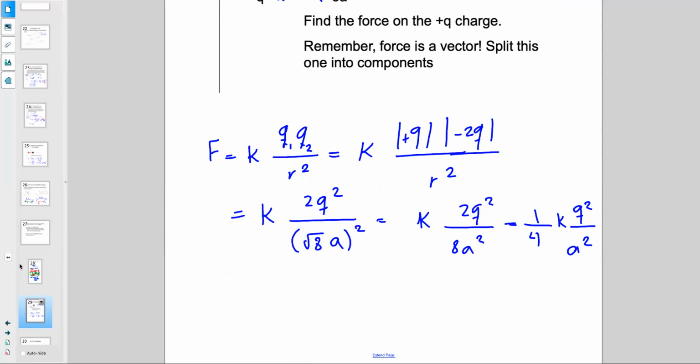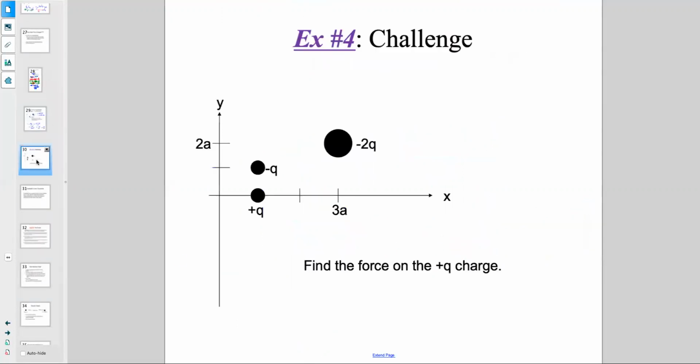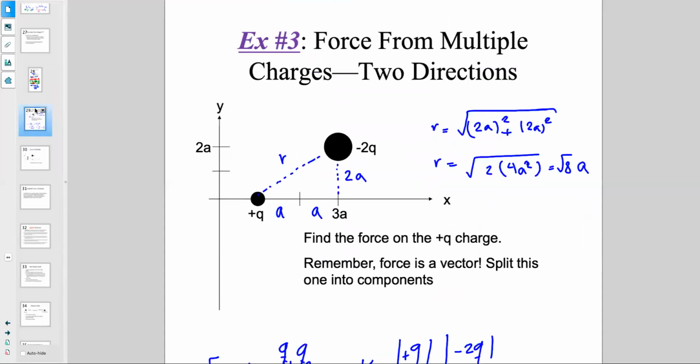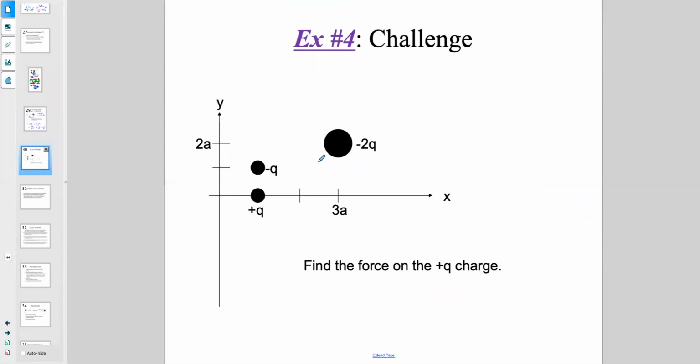Okay, let's talk about another very important example. Here, I have a challenge for you. So I have another charge. This is literally the same example that we had before when I solved it, but in our case, we have another charge, negative Q here. So you have an R here, and R, as you remember from our last example, is the square root of 8 times A. And then you have another R here. Let's call it R prime. Okay, and R prime is just A.